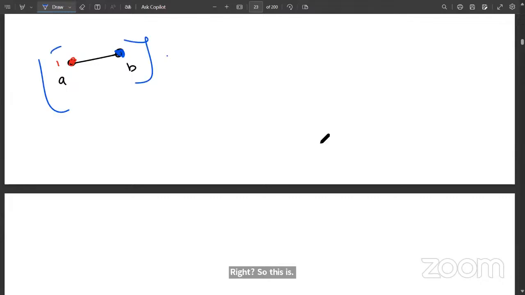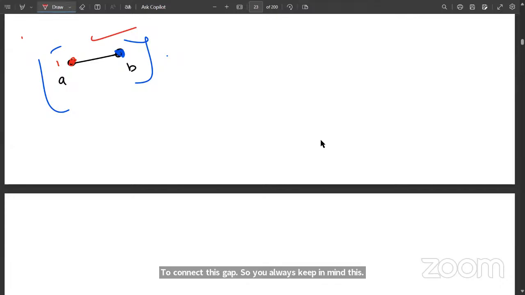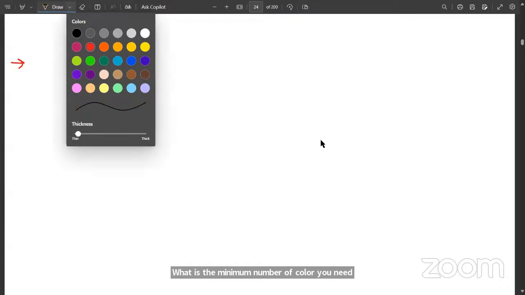So if someone asks to find the minimum number of colors to color this graph, you always keep in mind this restriction. Because if we don't consider any restriction, then a single color will be enough to color the whole graph, right? We don't need more than one color. So using this particular restriction, you have to answer what is the minimum number of colors required for coloring the graph. Okay, so I'll ask you a very simple question here.